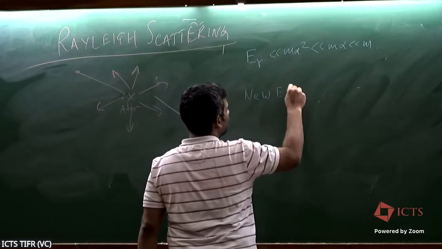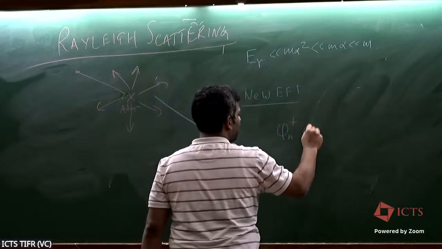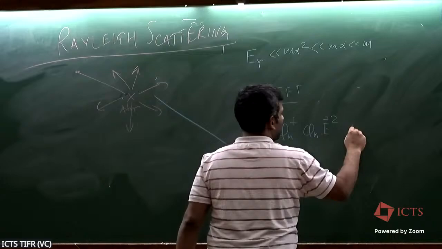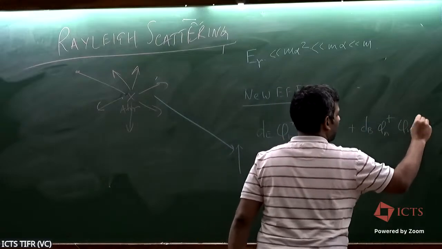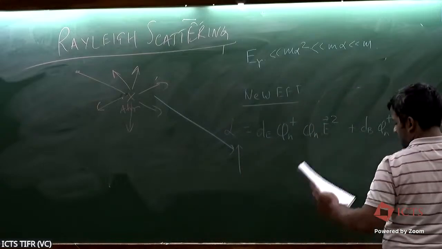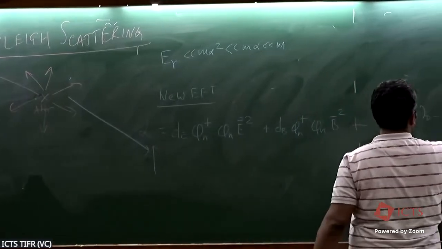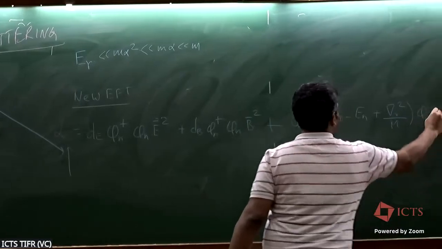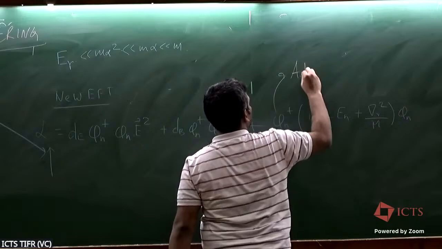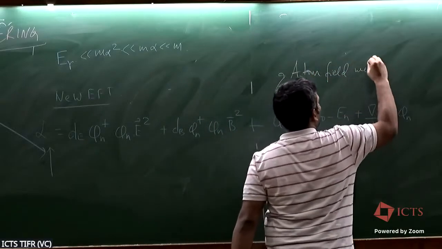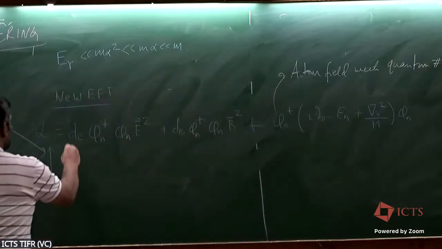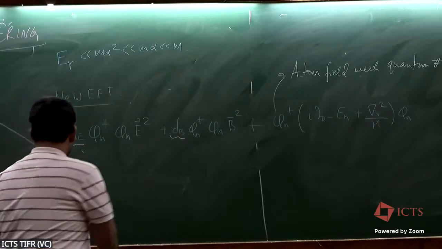So let us call this new EFT, where I have atom fields, but in order to make the Lagrangian, I have terms like E squared plus B squared, so this is my Lagrangian here, plus some pi dagger n i del 0 minus En plus del R squared over M i n. So this Lagrangian is describing an atom field with quantum number n. And these are the Wilson coefficients that we need to determine. So the full theory is PNRQED.